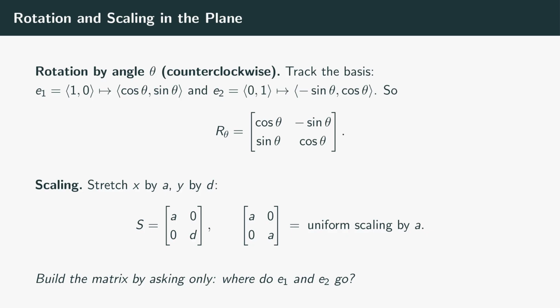Now scaling. To stretch the x direction by a factor a and the y direction by a factor d, you put a and d on the diagonal and zeros elsewhere. If a and d are equal, the whole plane scales uniformly. Notice the method is always the same. Ask where the basis vectors go and write the answers as columns. The geometry tells you the matrix.